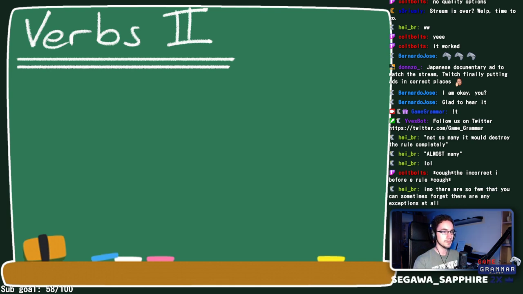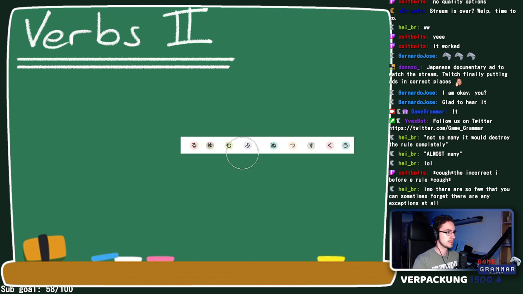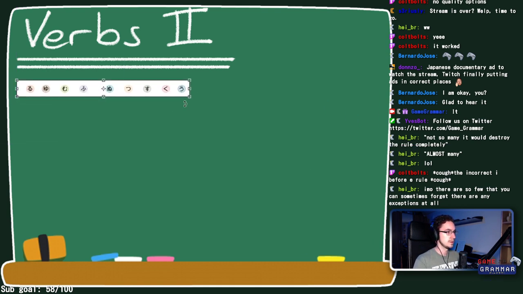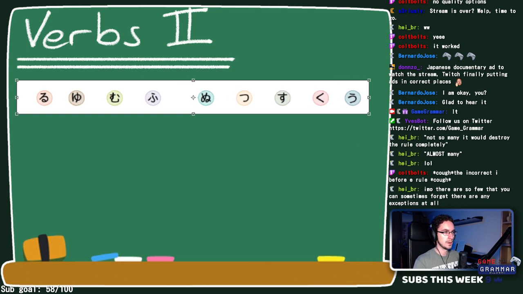As we looked at last week, all verbs have to end in an U vowel sound. So if I grab this again, put it in here, and scale this up a little. These are the vowels, these are the kana that we have available. So all verbs end in an U sound. Today, what we're going to have to do is go over all the possible sounds.